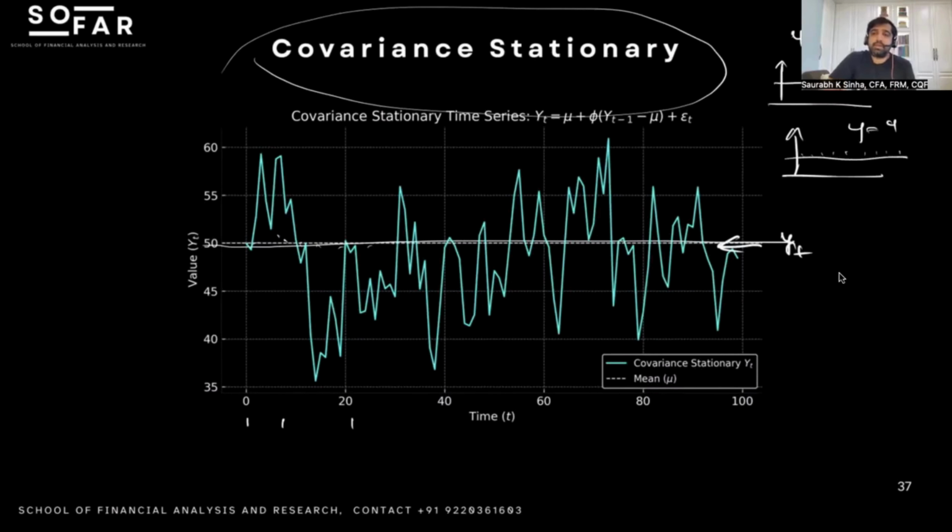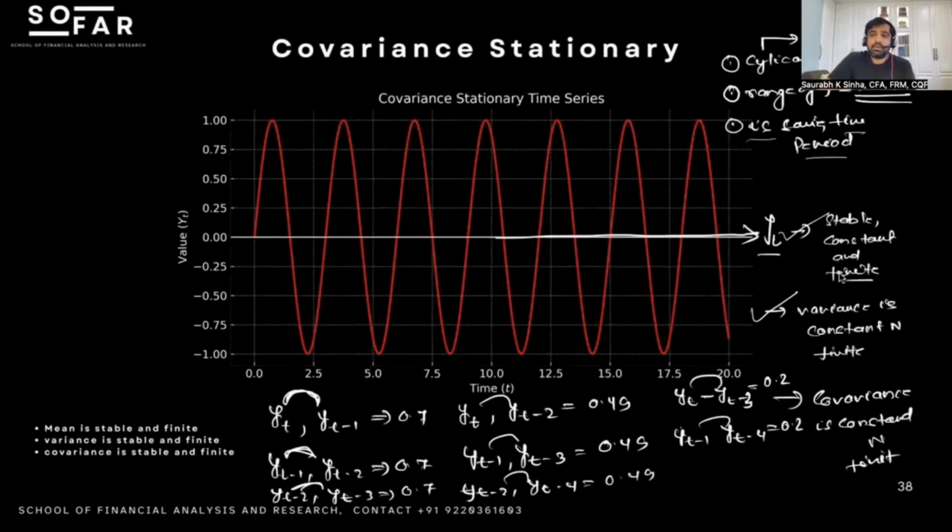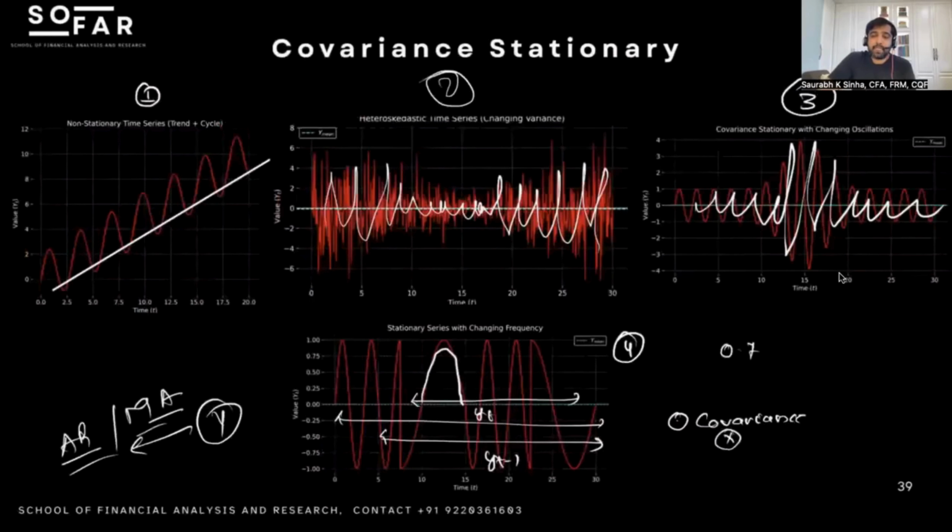Which first example? This example or this example? Even in this example, when you plot the time series, the mean would be increasing. Now that would be a discrete point or a continuous point, that doesn't matter.